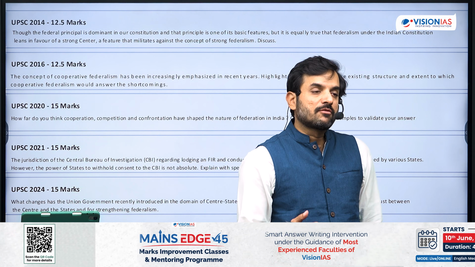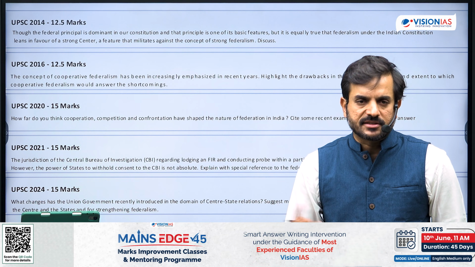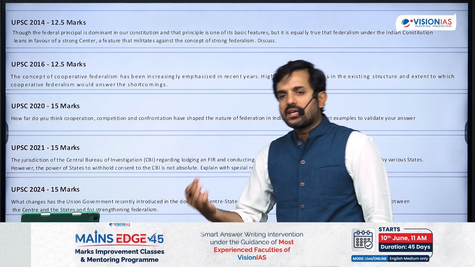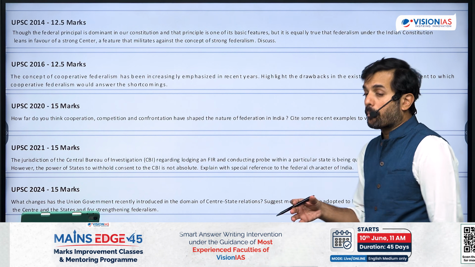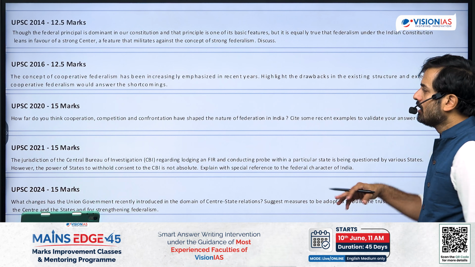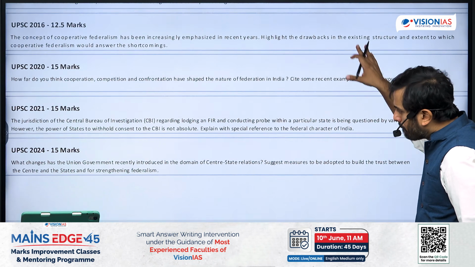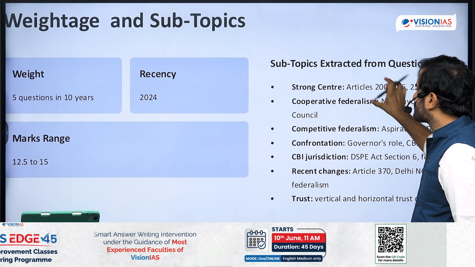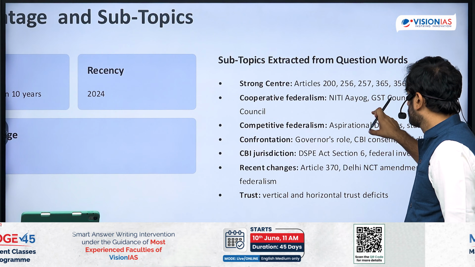Whether cooperative federalism would be able to address the conflicts that exist between the center and the states in India, and whether cooperative federalism truly is the answer, or what are the shortcomings in cooperative federalism itself that need to be taken care of. On the basis of these questions, again, I would be able to extract the subtopics.